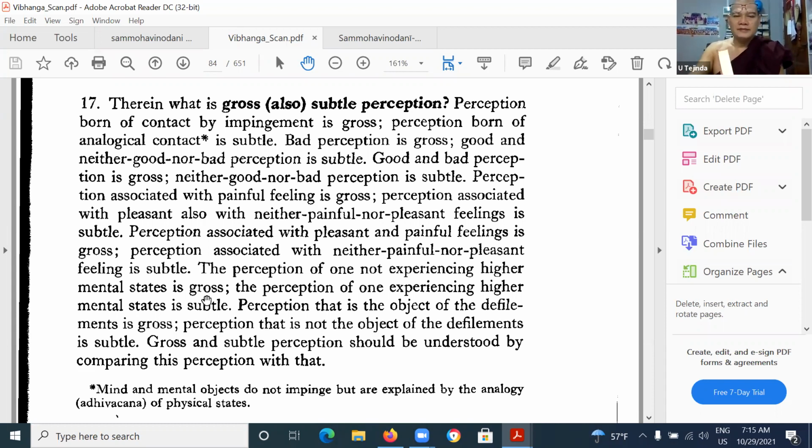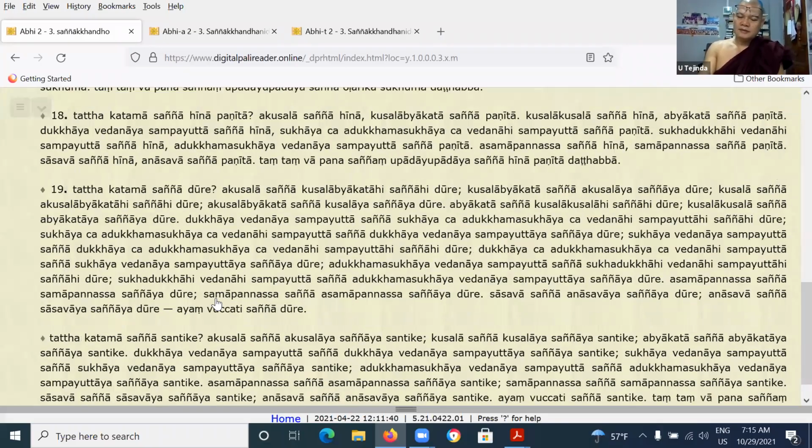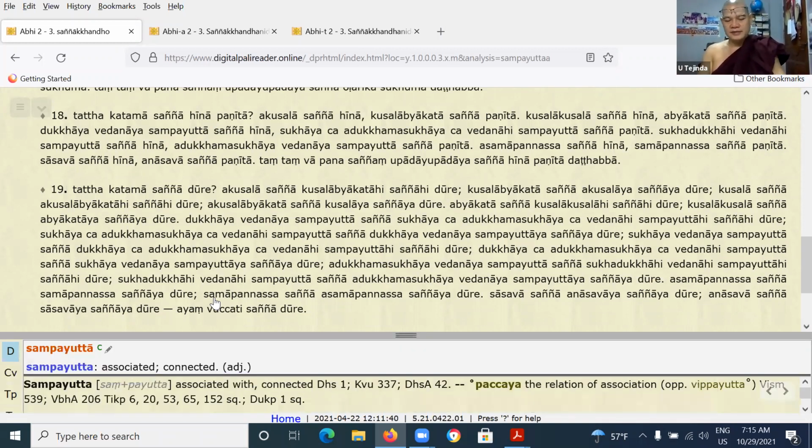Do you have Pali? Yes, we have Pali, Sayadaw. Yes, Sayadaw. Okay. So you understand the meaning of the Pali, the same as Vedanakhanda. Nothing. The Pali is also very clear.